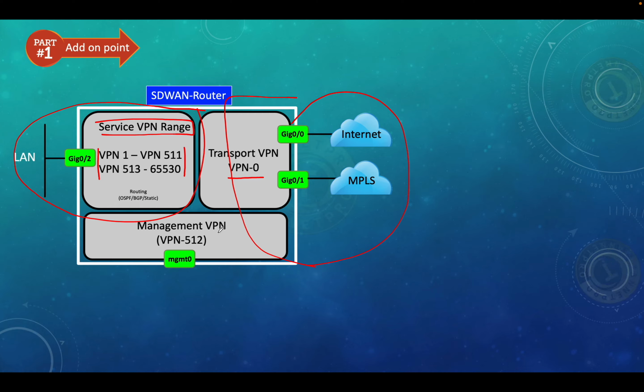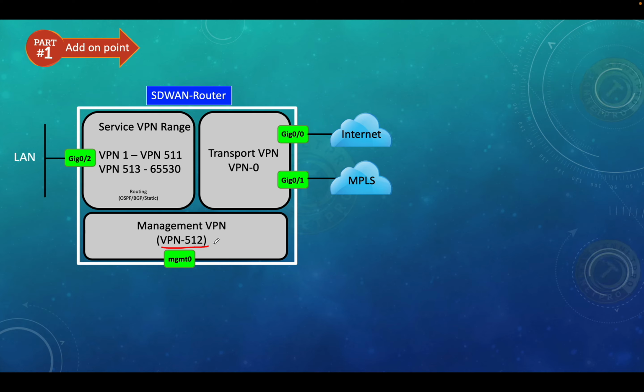Another VPN is left, that is the management VPN, right? So for management VPN you always have to go with 512. It is standard, it is predefined, you cannot change or modify it. So VPN 0 is fixed and VPN 512 is also fixed. You cannot change the numbers. You have to go with the prefixed number.